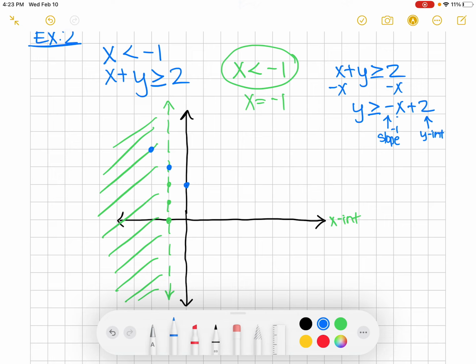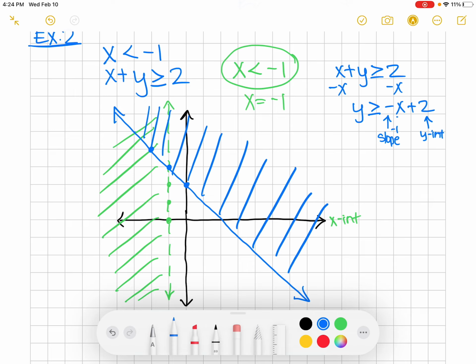This is going to be a solid line because it's greater than or equal to. And then I'm going to shade above. So looking at those two graphs, can you see where the green and the blue intersect? And I'm going to show you in red. So this spot right here, this little triangle, is where those two intersect. So all your answers are in this little triangle.